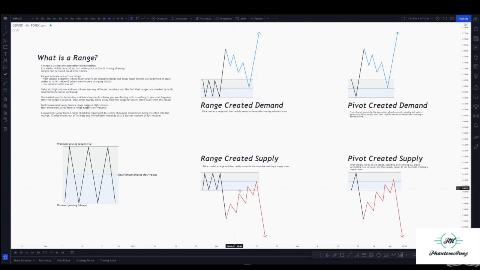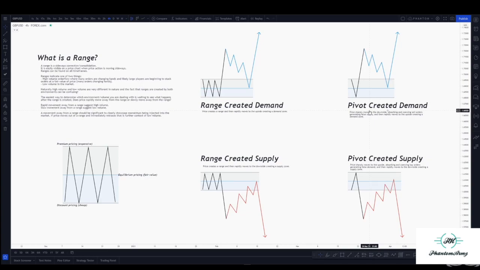And that's what we're looking for. Again, we don't trade the initial reaction out of the range. We're simply waiting for price to return to that supply zone to look for entries. Now, another way of identifying and mapping out supply and demand is looking at pivots created in the market.